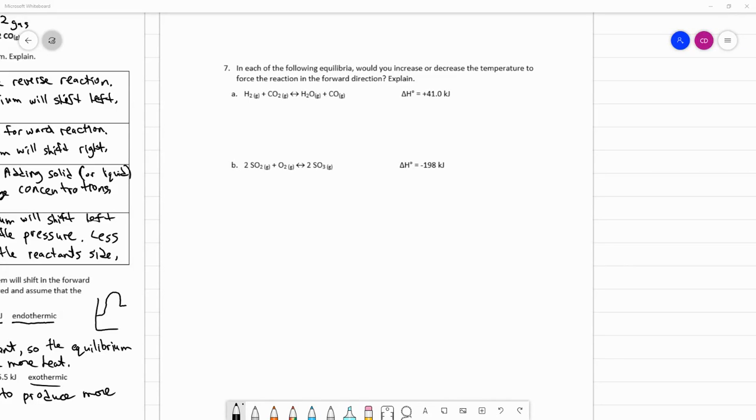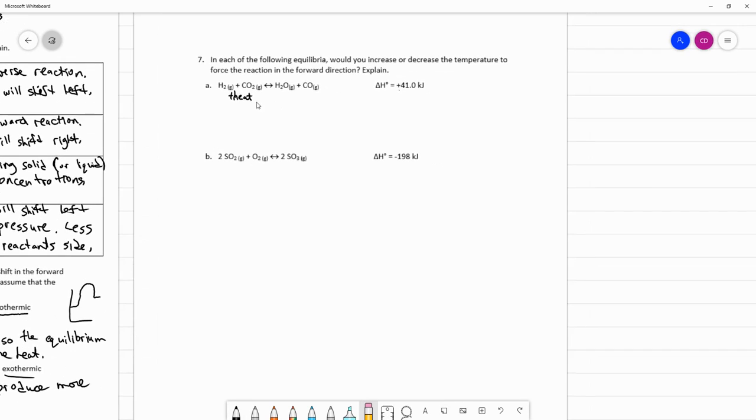All right, let's finish off this set of practice questions with number 7. In each of the following equilibria, would you increase or decrease the temperature to force the reaction in the forward direction? And explain. So this reaction is telling us that the delta H is positive. So what that means is that heat is a reactant. This is an endothermic reaction. That should be plus heat.